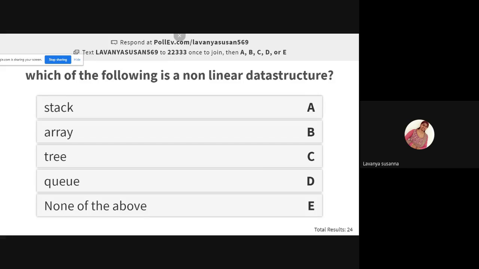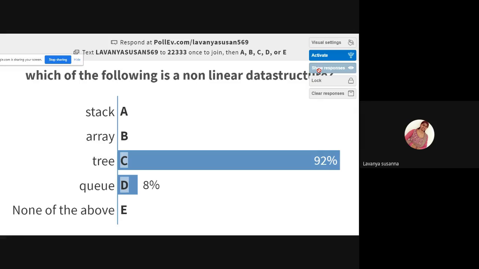Your answer is, first I will see the responses. 8% of students have answered Q. 92% of students have answered tree. Yes, very good. Example of non-linear data structure. See, stack is not a non-linear data structure. Stack is a linear data structure. Array is also a linear data structure. And Q is also a linear data structure.